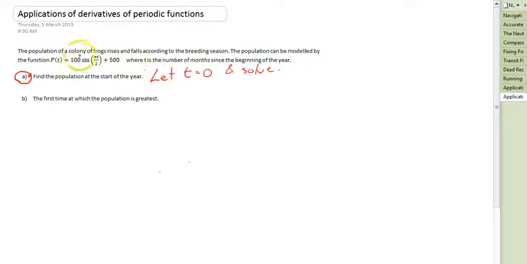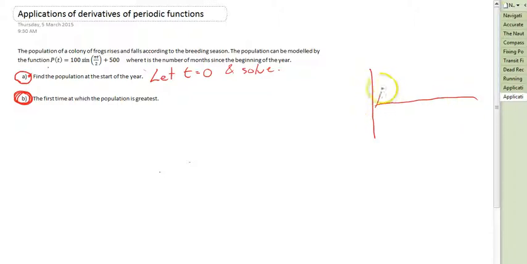So part A is really simple. Just put 0 in where t is, and you'll get an answer pop out on this side. What I wanted to look much more in depth at is part B, the first time at which the population is greatest. Okay, so we have a function that looks like this.